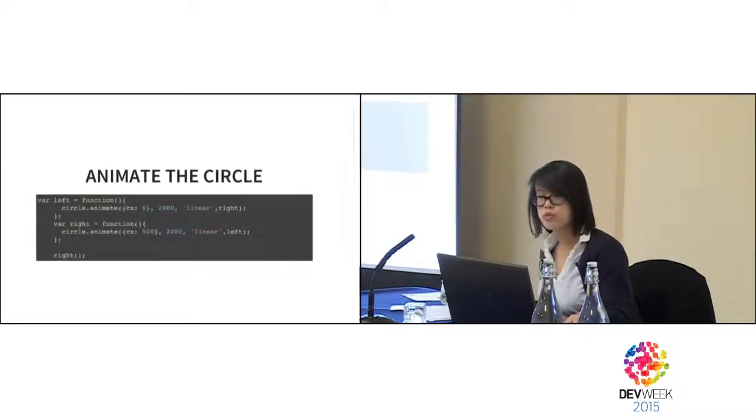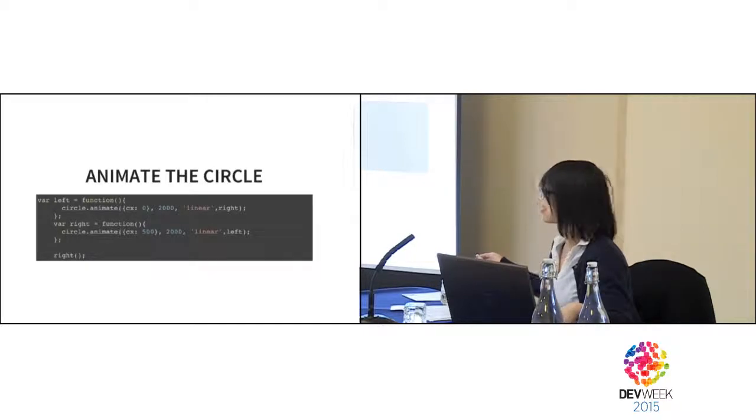So this will look familiar to those who have used jQuery. It's very, very similar to the animate function in jQuery. We want to set its target property. So here we want the circle to end up at 0. We want it to take 2,000 milliseconds, so 2 seconds to get there.